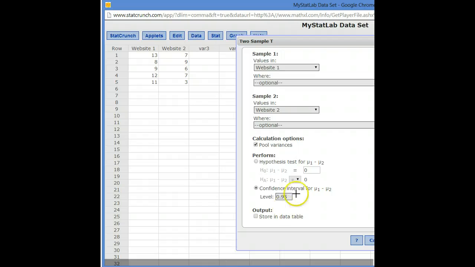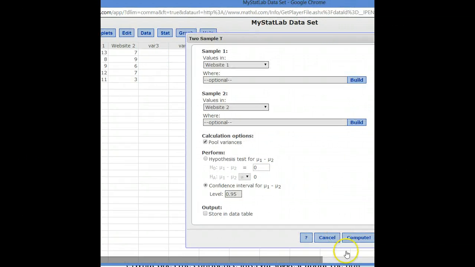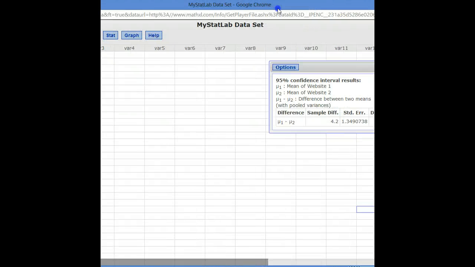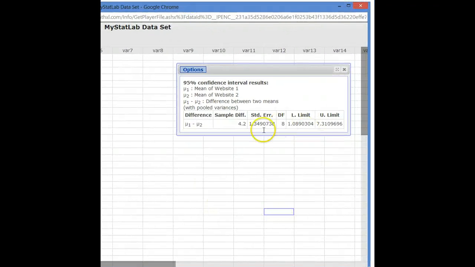By default, StatCrunch comes up with a 95% confidence level, but you want to be sure that you are making that choice deliberately, and then you are going to hit the Compute tab, which is right here. Once you hit Compute, it generates this table for you, which shows the lower limit and the upper limit.